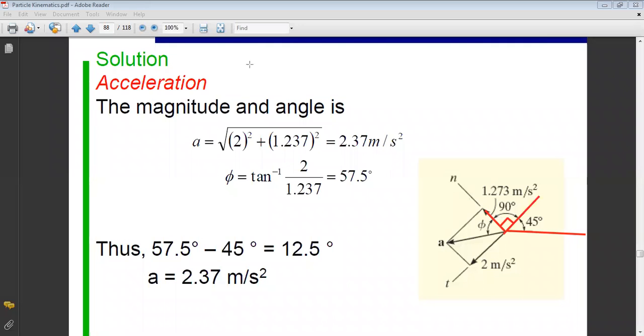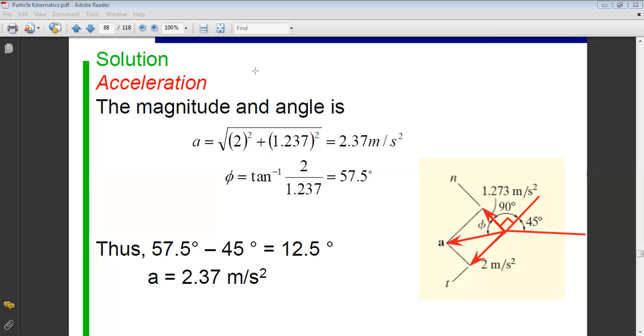I have that the component along ut is 2. So here what I do, I draw, this is at, and this is equal to 2 in magnitude. And un, I calculated that un is equal to 1.273. So this is my un. Now, if I know the components, I can draw the acceleration vector, and I can determine easily the angle it's doing, either with un or with ut.